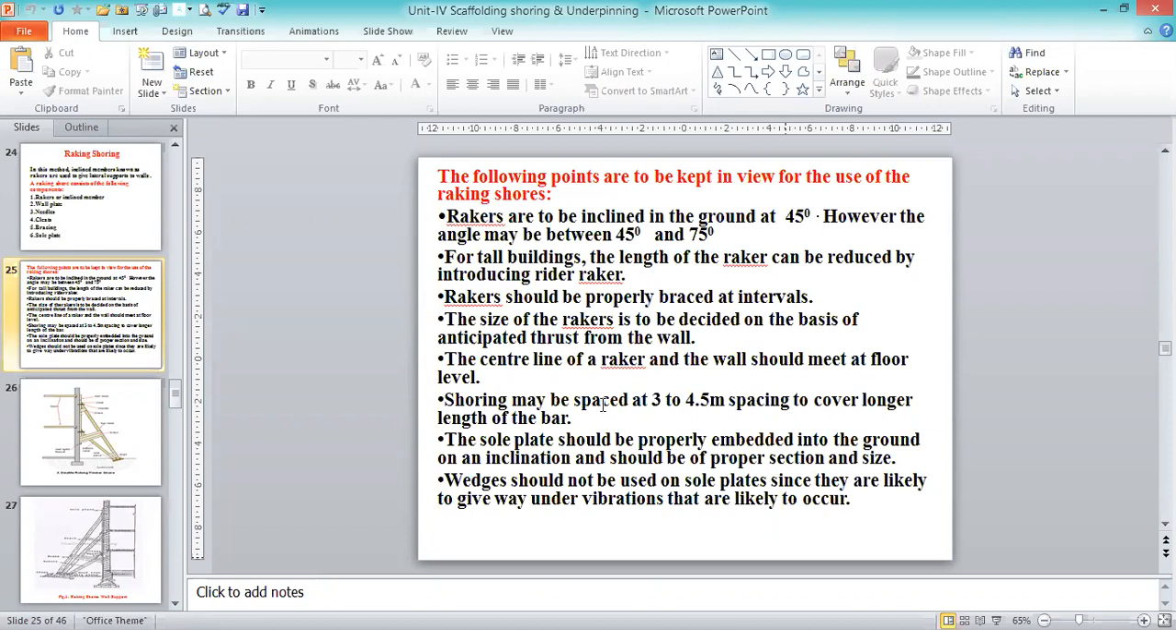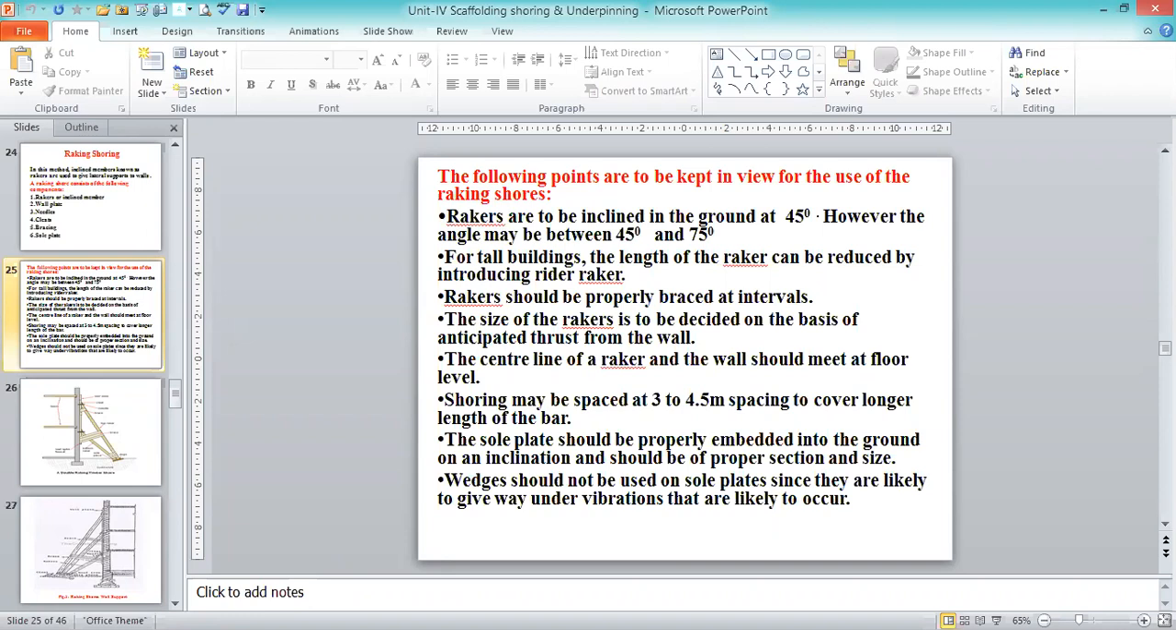The size of the rackers is to be decided on the basis of the anticipated thrust from the wall. What is the horizontal lateral load going to be coming onto that, how we have to rectify it and how we have to arrest it, and we have to make sure that your structure is going to be safe. So that is the anticipated thrust and load we are going to calculate. Based on that, your maintenance or repair work has to be done. The center line of a racker and the wall should meet at a floor level.